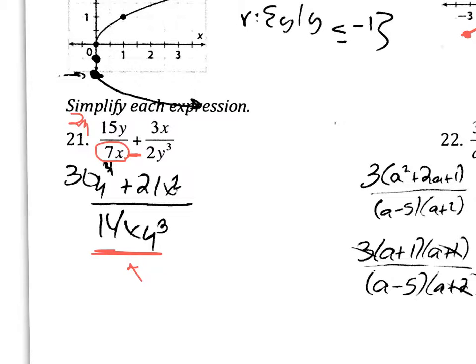So you do 2y cubed times the top, and that gives you 30y to the 4th. Same thing here. What does this need to become that? It needs a 7x. So you do 7x times the top, and you get 21x squared.